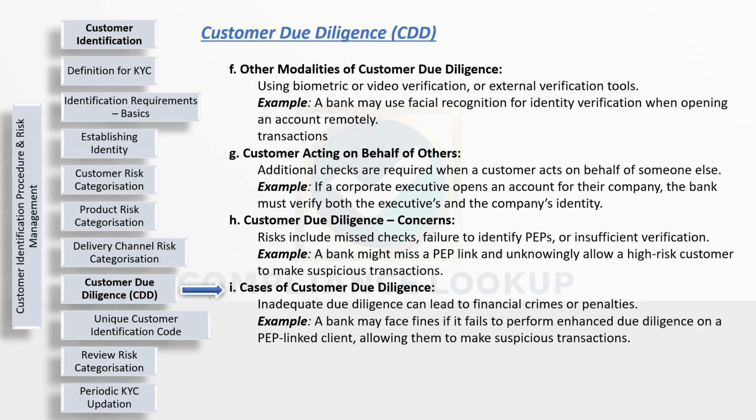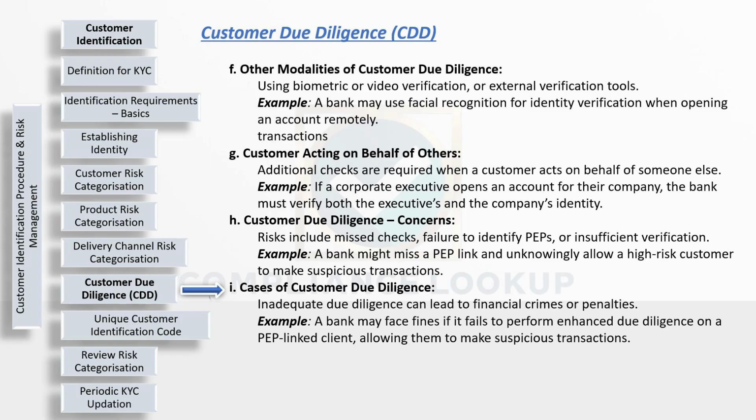G. Customer acting on behalf of others. In cases where a customer is acting as a representative for someone else, like a legal or financial proxy, additional verification is required to confirm the identity of both the customer and the person they are representing. If a corporate executive opens a bank account for their company, the bank needs to verify both the executive's identity and the company's registration details to ensure they have the authority to act on behalf of the company.